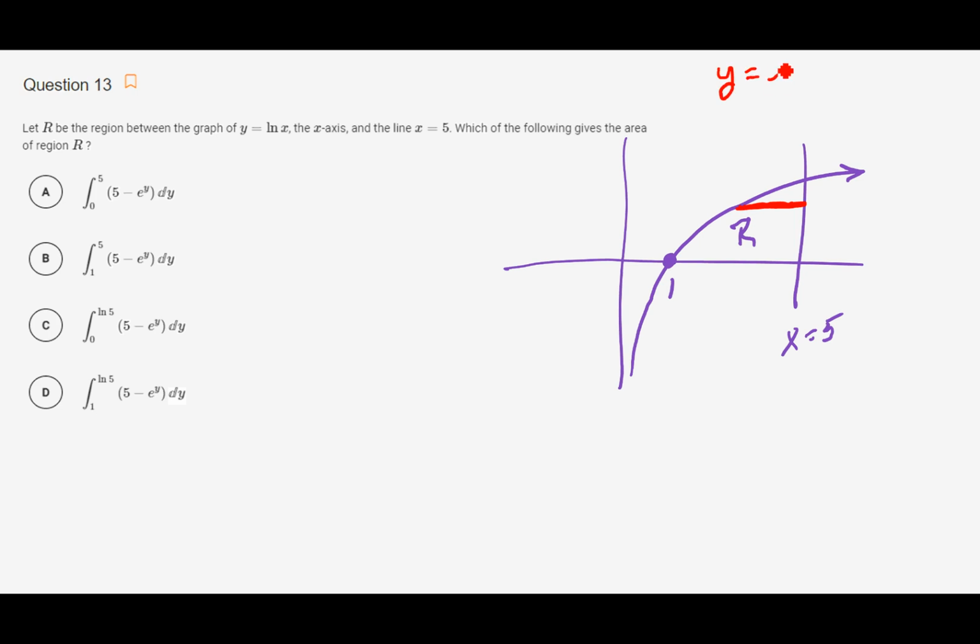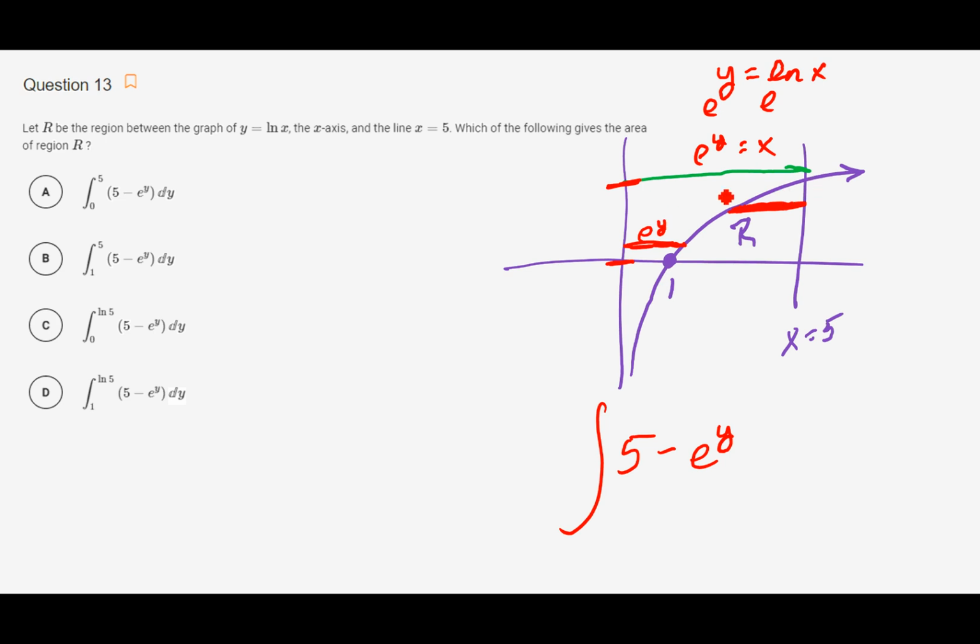Okay, so y equals ln of x. If you raise both sides to the power of e, you end up with e to the y equals x. So now that's our function, e to the y equals x. And we're trying to find that rectangle right there. The entire distance is 5. So our entire distance here was 5, and then we will subtract out this shorter distance, which is just e to the y. So 5 minus e to the y. My integration is now on the vertical axis.